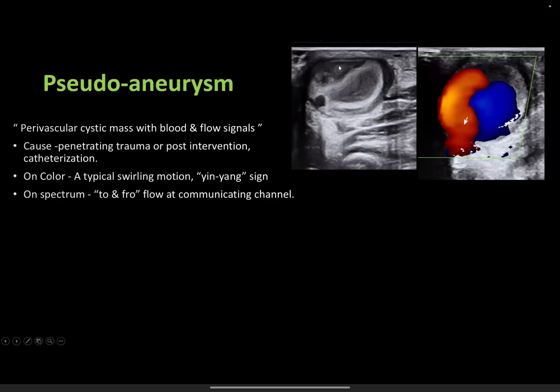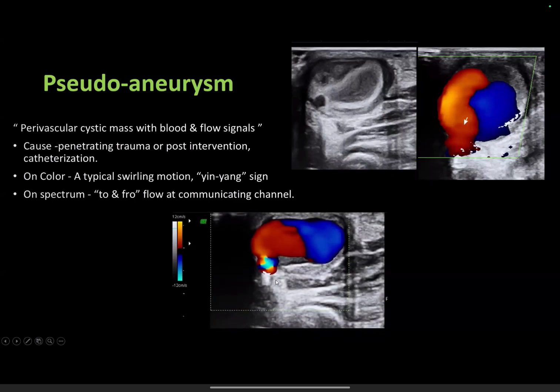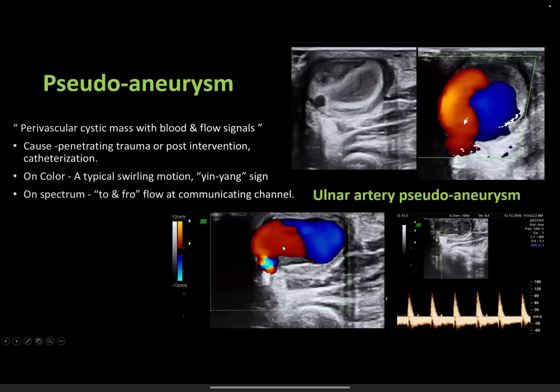There is a swelling at the wrist, ventral wrist, with liquid blood flow moving on real time. There is a color flow signal on color Doppler application. This is the ulnar artery. There is a communicating portion which is showing aliasing. And on spectral Doppler analysis of this particular area, it shows forward flow and reversal flow, typical to-and-fro flow, which is the typical signature of the neck of the pseudoaneurysm. The wall of the aneurysm here is false because of the soft tissue and fibrosis. So this is known as pseudoaneurysm.